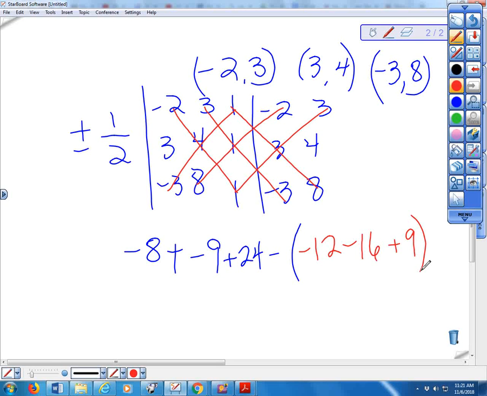Everybody comfortable with the determinant of a 3 by 3? What are you lost at, Kirsten? I don't know. So I have the 3 diagonals going this direction. That's how we find the determinant of a 3 by 3. That's just how it is.